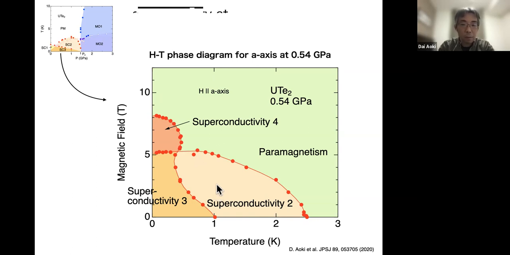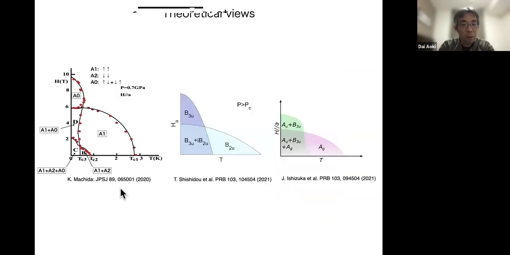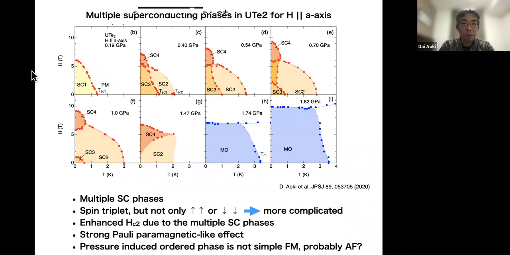These multiple superconducting phases are also theoretically explained by Machida-san, Shishido-san, and Ishizuka-san, and so on. And this is a summary for the a-axis. It indicates the evolution of multiple superconducting phases. First it is a single phase, but multiple superconductivity appears something like this. And then finally SC4 and SC3 are decoupled, and then the magnetic order appears, something like this.